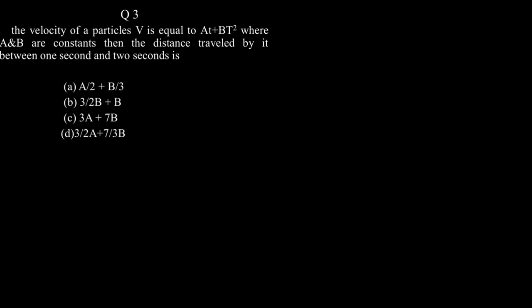So first, let us write down what is given in the question. The question says that velocity is equal to, right? So velocity is given, which is equal to at plus bt square. Now, what are we asked to find out? We've been asked to find out the distance, right? Well, actually, it should be the displacement because velocity is said.